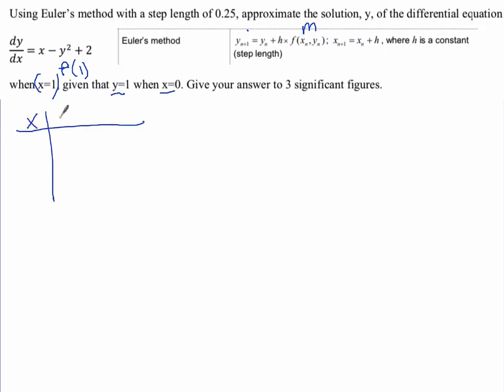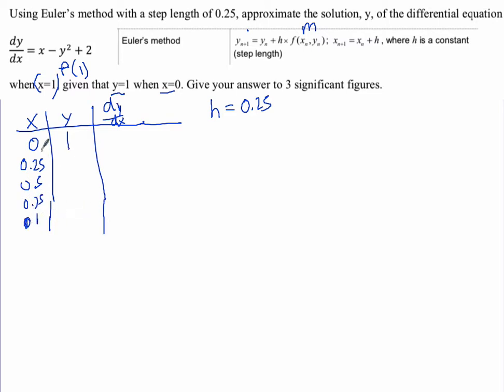We're going to make a table. Your initial values are 0, 1. Then here's your dy dx, which is basically your slope. We're going to evaluate each time, and we're going to step it up 0.25 each time. So we're going to have 0.25, 0.5, 0.75, and then we're going to get 1. Okay, next we'll get the slope here. So we just substitute in 0 and 1, and we get a 1 here for the slope.